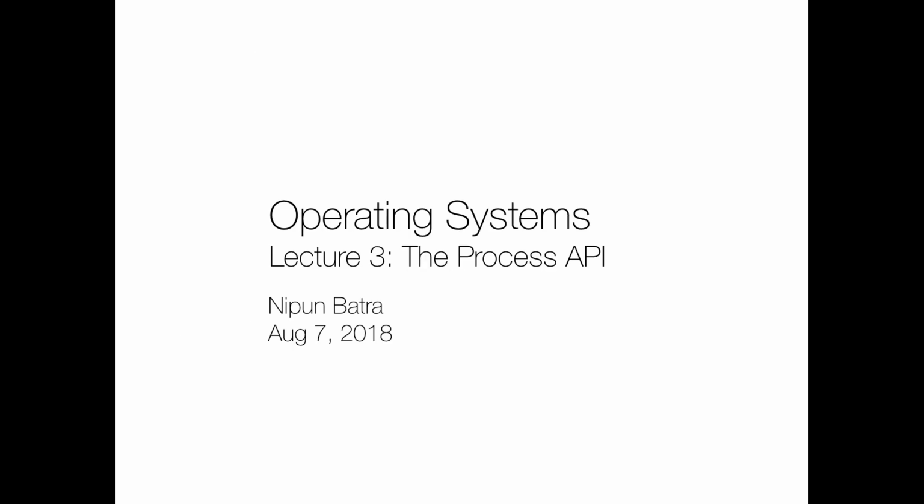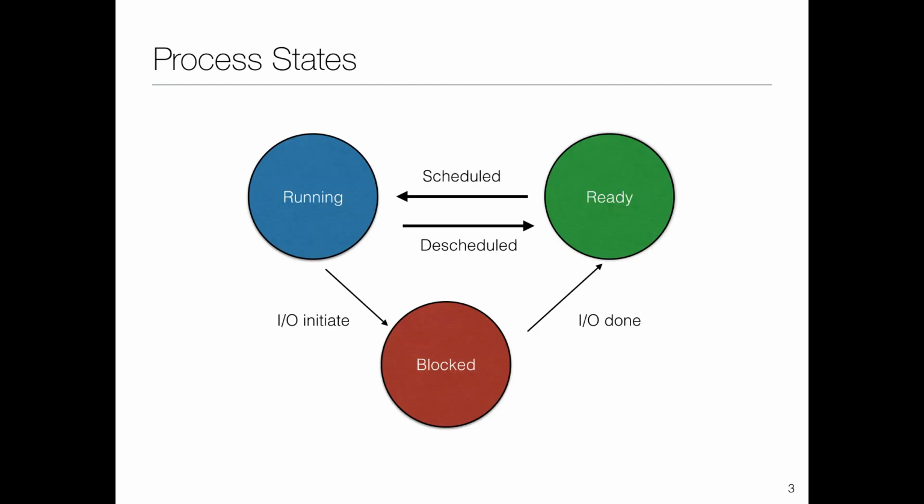We're going to study the process API today. Can anyone tell me, this is just a review from the previous lecture, what are the different states a process can be in? Ready, blocked, running. So this was the state diagram that we drew last time.